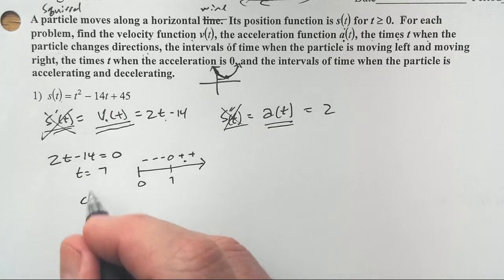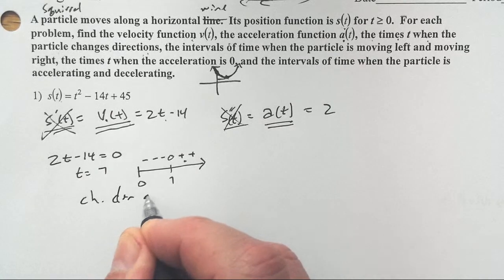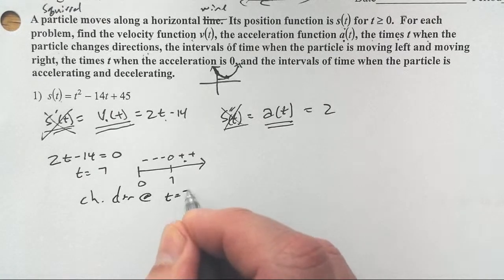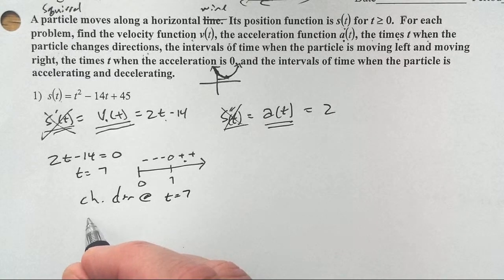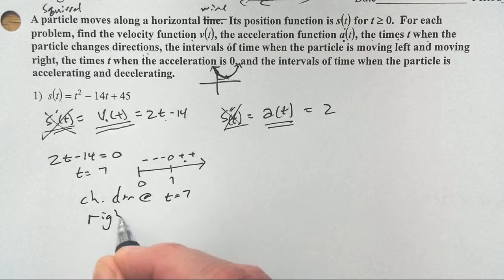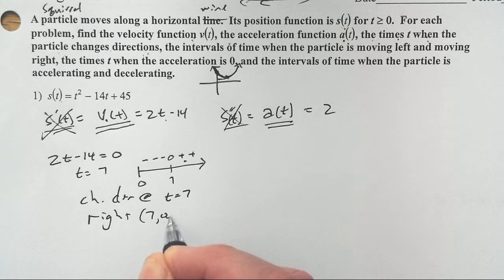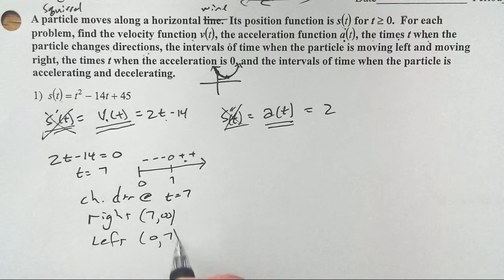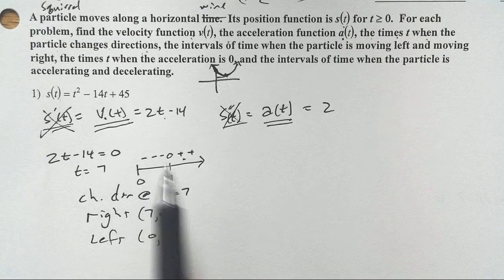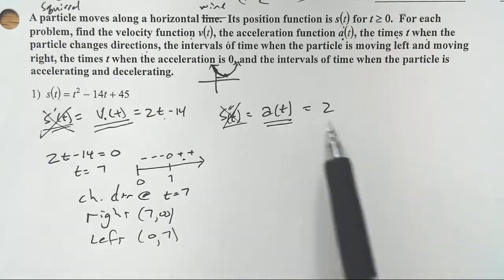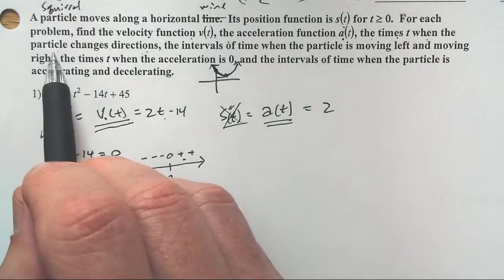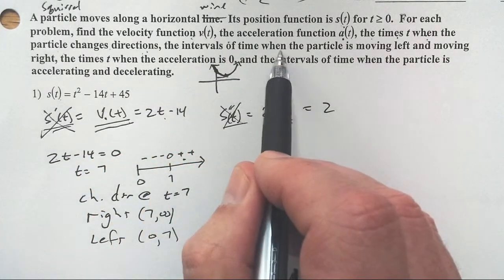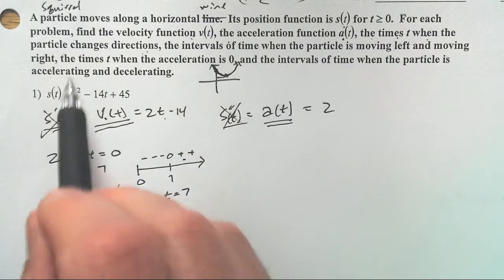So we change direction at t equals 7. The squirrel is moving to the right from 7 to infinity, to the left from 0 to 7. And we'd be moving left if we went negative, but we're only supposed to look when t is bigger than or equal to 0. So let's see, when the particle changes directions, the interval of time when the particle is moving left and moving right.